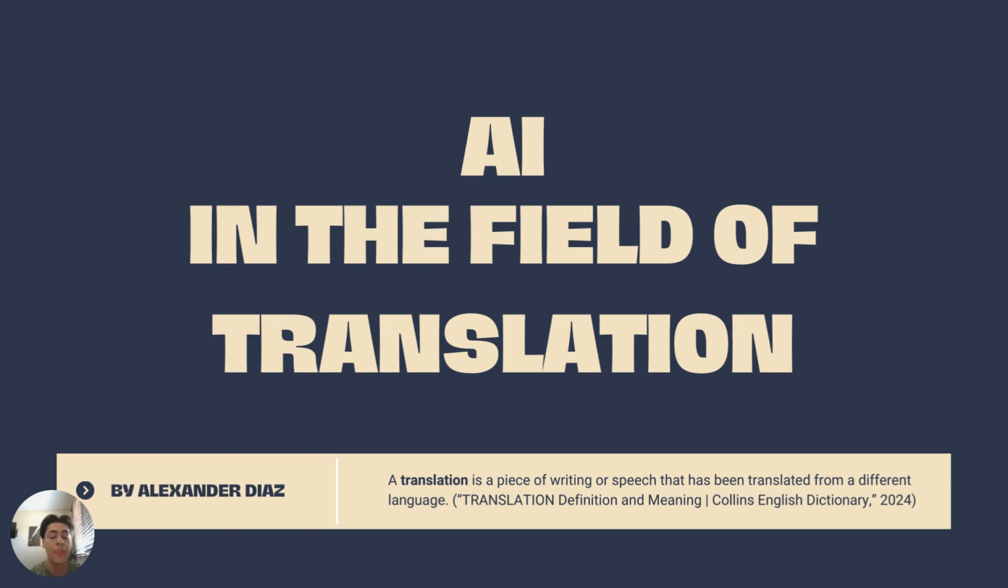Quick definition. According to Collins English Dictionary, translation is a piece of writing or speech that has been translated from a different language. This means turning something from one language to another, whether it is a court document, technical document, anything like that. And there are a lot of branches of translation. It's not only written, but I'll explain that in a little bit.